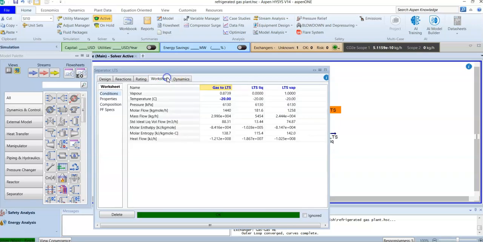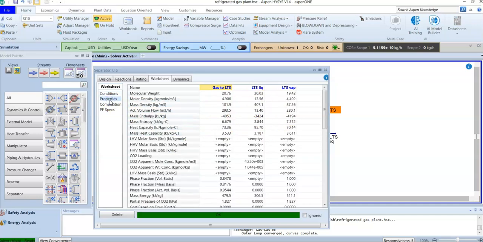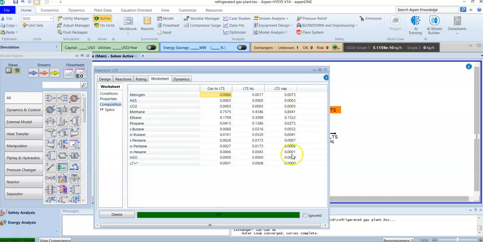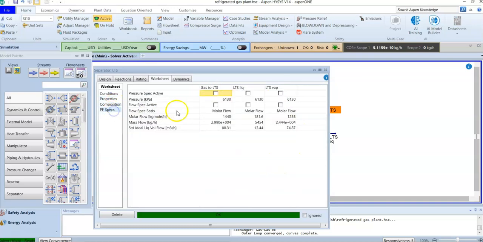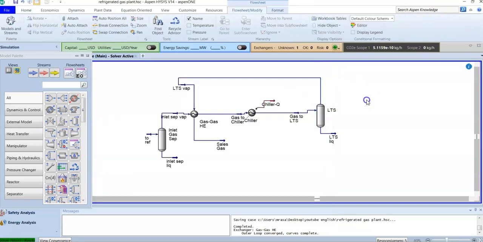From the worksheet we have all the information printed. If we check the properties over here, this is the information printed. This is the composition of each stream, and this one is related to the dynamic, which is the pressure flow specification. Make sure to save your case now.